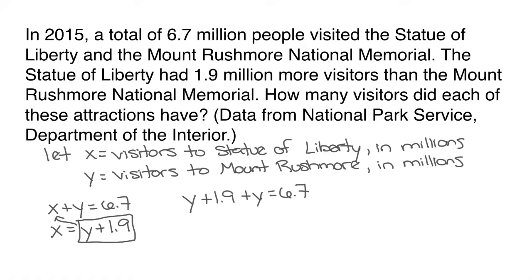Simplifying on the left side, we have 2y plus 1.9 is equal to 6.7. Subtracting 1.9 from both sides, we have 2y equals 4.8. And dividing both sides by 2, we have y equals 2.4.